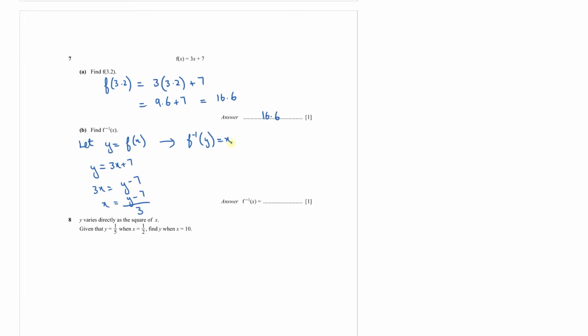So I know that x is what? f inverse of y. So I can substitute f inverse of y here. So f inverse of y is y minus 7 over 3. Then f inverse of x would be, I simply substitute y with x everywhere. So I get x minus 7 over 3. So your f inverse of x is x minus 7 over 3.